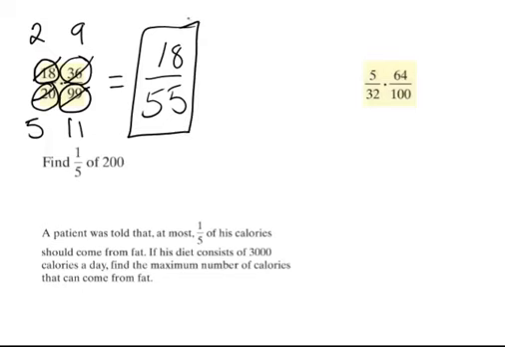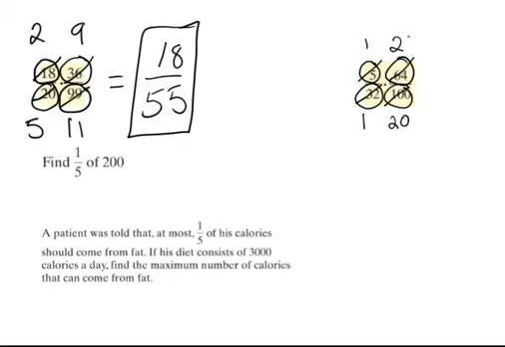All right, so I'll do the same thing with my next problem here. I'm going to look at my numbers 5 and 100. Well, 5 goes into 5 once. 5 goes into 100 20 times. 32 and 64, they can actually be both divided by 32. 32 goes into 32 once. 32 goes into 64 2 times.